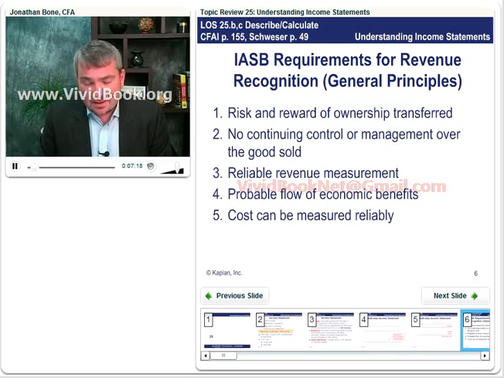Our next learning outcome now comes up, and it asks us to describe the general principles of revenue recognition, and it also asks us to be able to calculate revenue. So we've got some calculate LOSs popping up now.